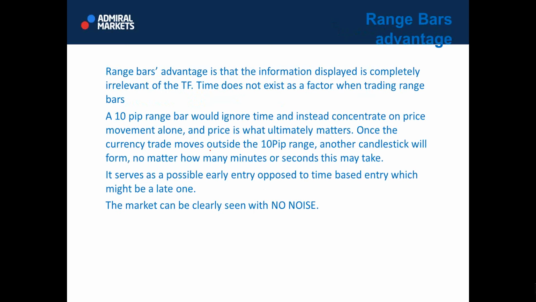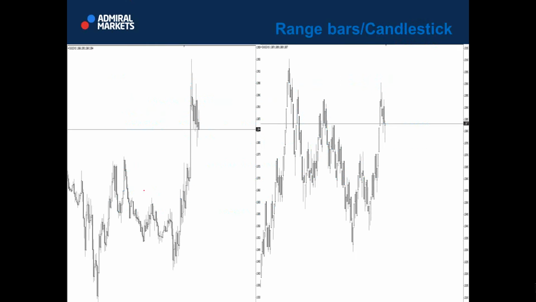It serves as a possible early entry, as opposed to time-based entry, which might be a late one. So usually the range bar's advantage is that it's a very early entry, as opposed to a chart which basically just uses time and entry. Those are standard time frame charts. The market can be clearly seen with no noise. With no noise, so this is the same example.